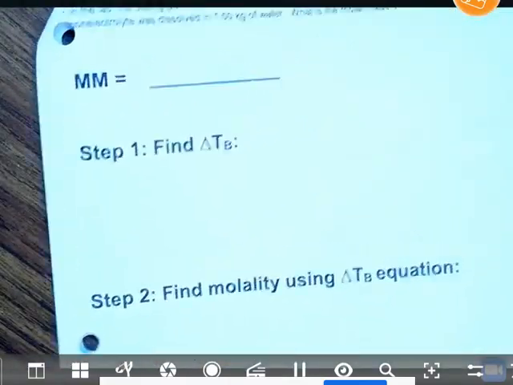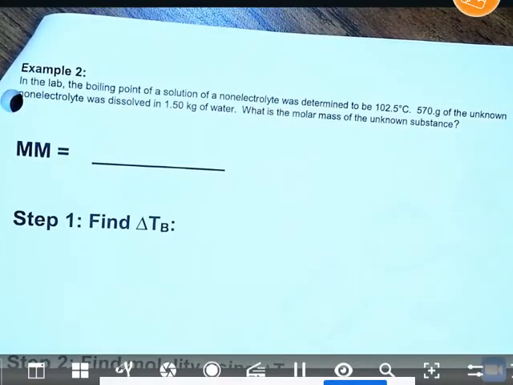Last possible problem that you may see, it's actually probably one of the hardest ones, is this one. So remember, we took this out of the test, so you don't need to know this for the test, but I feel like it's important for you to see it. So in the lab, the boiling point of a solution of a non-electrolyte was determined to be 102.5 degrees Celsius. 570 grams of the unknown non-electrolyte was dissolved in 1.50 kilograms of water. What is the molar mass of the unknown substance?